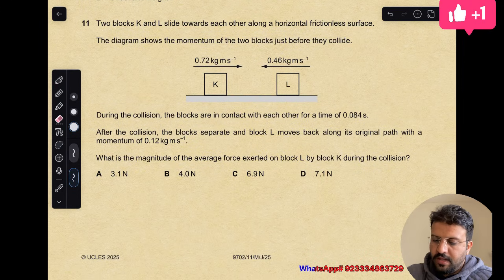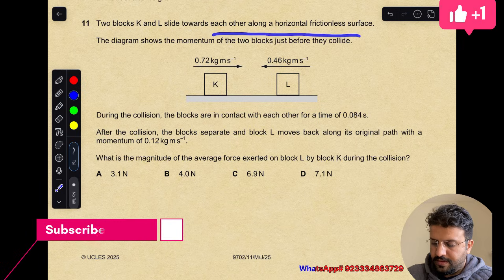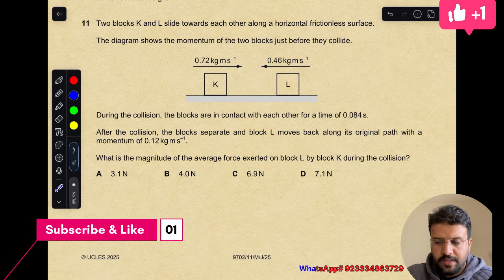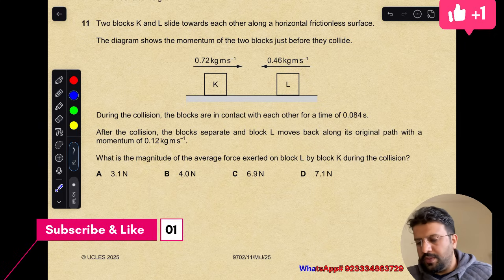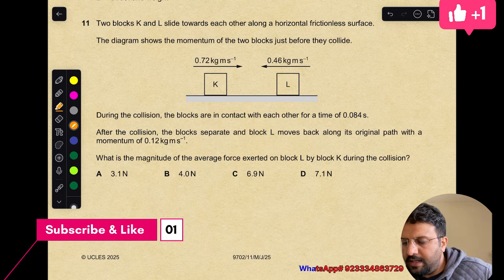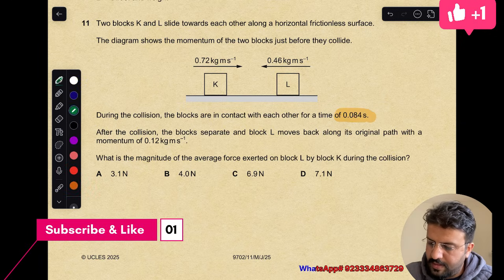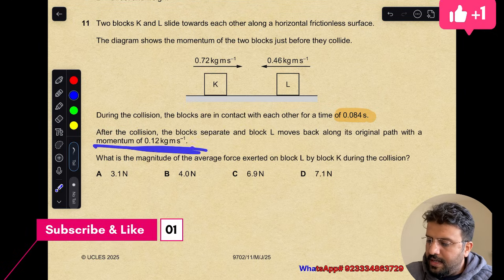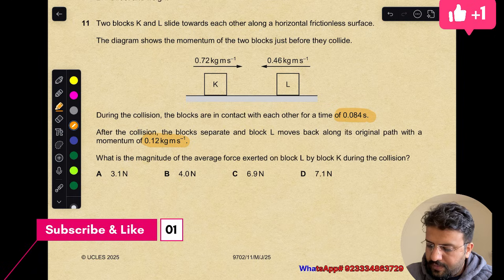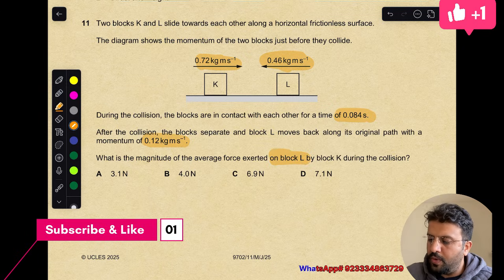In the next question, two blocks K and L slide together on each other along a horizontal frictionless surface. The diagram is showing you the different data before the collision. During the collision, the blocks are in contact with each other for a time of this. So you have the contact time as well. After the collision, the blocks separate and L moves back along the original path with the momentum of this. So you have the momentum of L. What is the magnitude of the average force exerted on block L by block K during the collision?